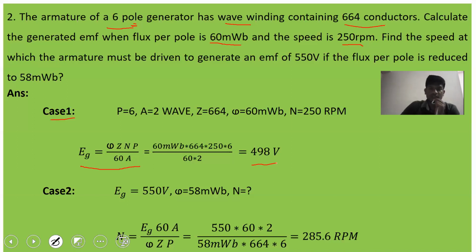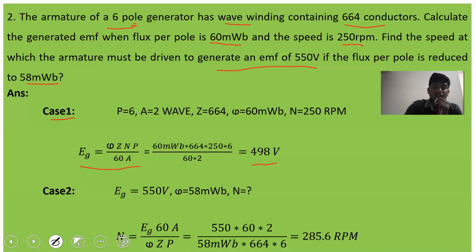498 volts. Coming to case 2, the remaining problem is to find the speed at which the armature must be driven to generate the EMF. What is the generated EMF here? 550 volts, if the flux per pole is reduced to 58 milliwebers. So what does that mean?